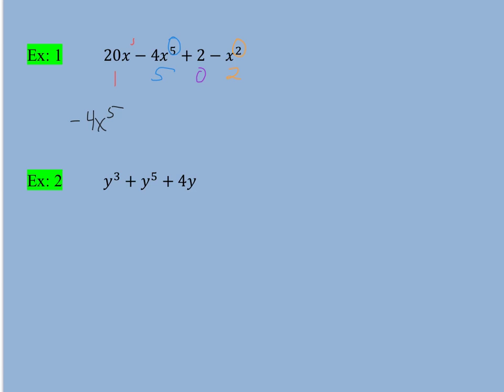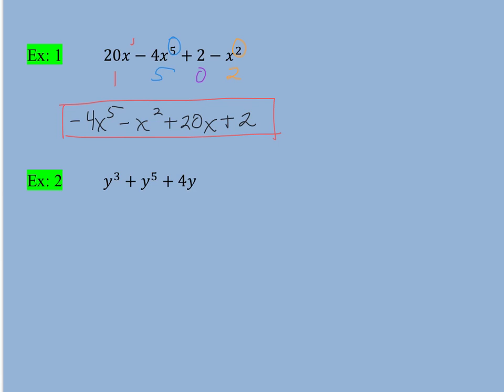Then the next largest number is 2, and it has a negative in front of it. So the negative x squared is going to come next. Then the next highest number is 1, so the 20x comes next. There's nothing in front of it, but it's understood to be positive. So we have a plus 20x. And that leaves the last term, which is our constant, of positive 2. So this is now considered in standard form, which is descending order. Look at example 2.